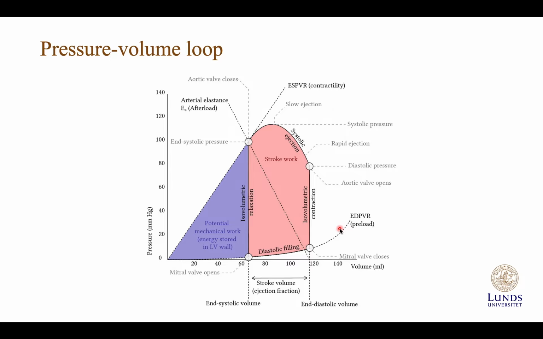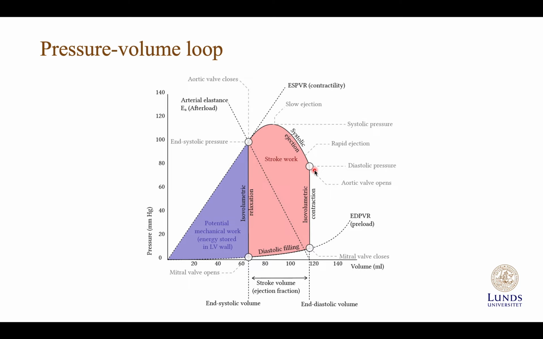Now, once the ventricle is full, the mitral valve closes and pressure begins to rise sharply. But volume doesn't change since both valves are closed. This is the vertical upstroke on the left side of the loop. The muscle fibers start contracting but haven't ejected blood yet. This phase ends when the aortic valve opens, at which point the pressure inside the left ventricle exceeds the aortic pressure.